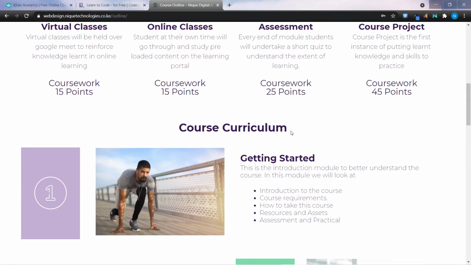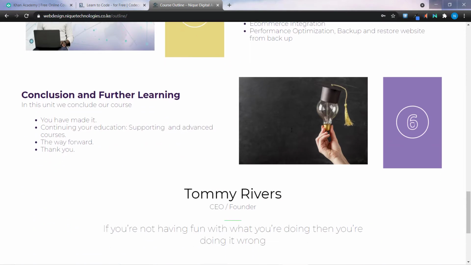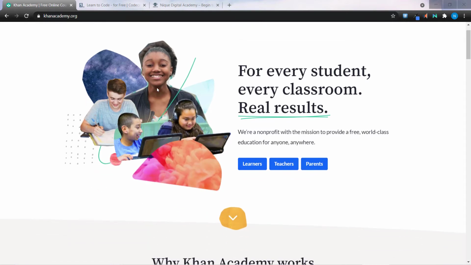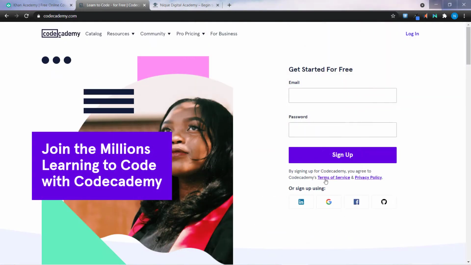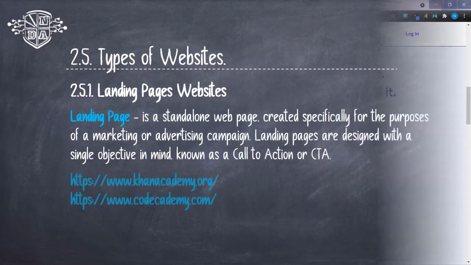A good example of a landing page website is our course page, webdesign.nicktechnologies.co.ke, which is created specifically for you to learn your web design course. Other examples include khanacademy.org, and then we have codeacademy.org. You can go through these websites to look at them so that you can know how a landing page website looks like.